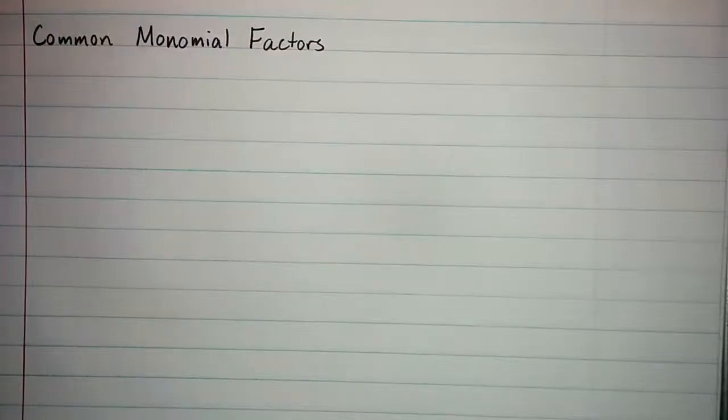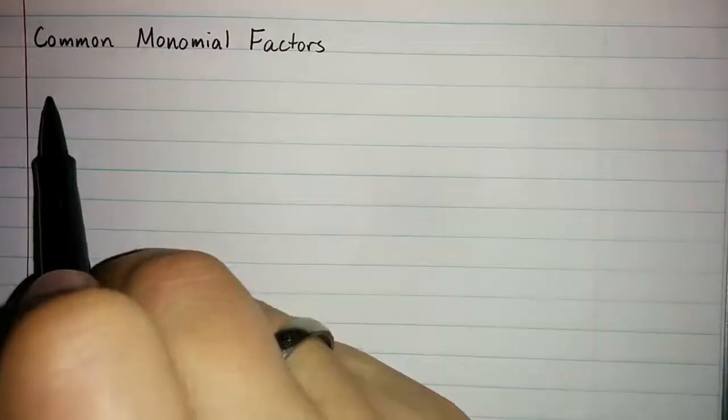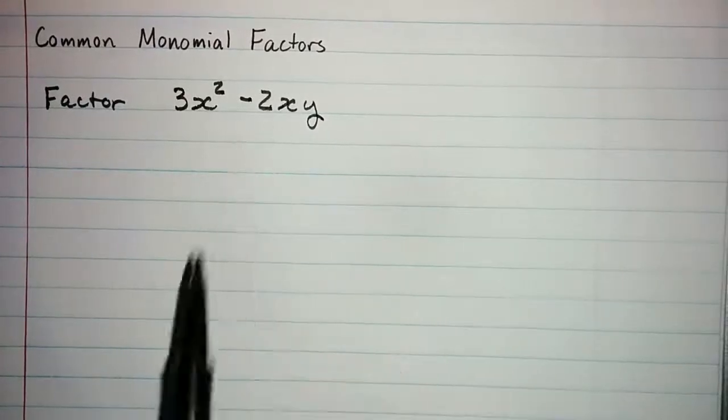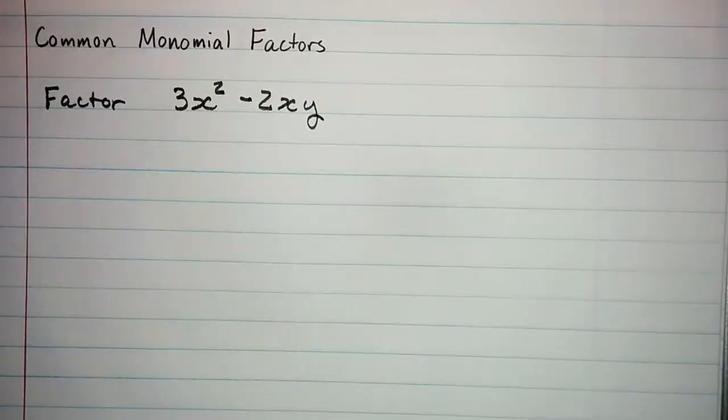Just as the easiest kind of multiplication with polynomials is multiplying a polynomial by a monomial, the easiest kind of factoring is factoring out a common monomial factor. What do we mean by this? Suppose we want to factor the polynomial 3x squared minus 2xy. So we'd like to write this as a product of simpler polynomials.